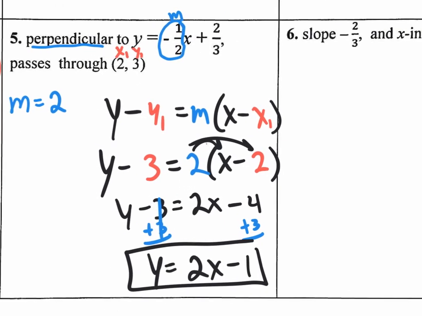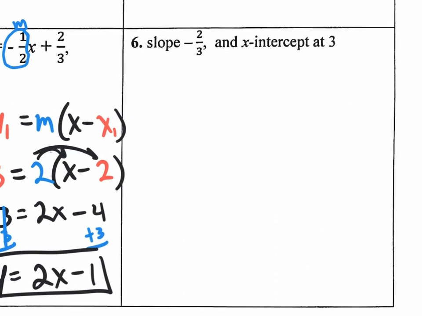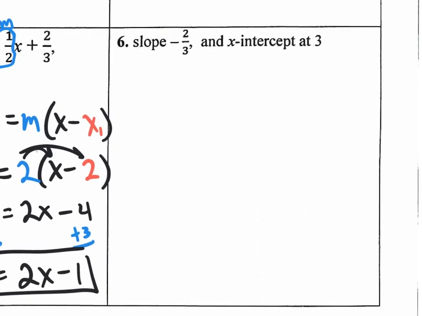Moving on. Number 6. What are the 2 things that they give us? They straight up give us a slope. It's right here, negative 2/3. And what else do they give us? They give us the x-intercept, which is really what? A point, right? It's not the y-intercept, it's the x-intercept.